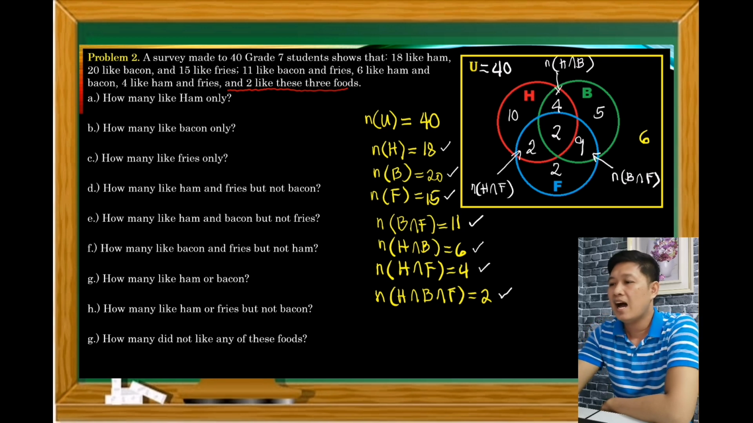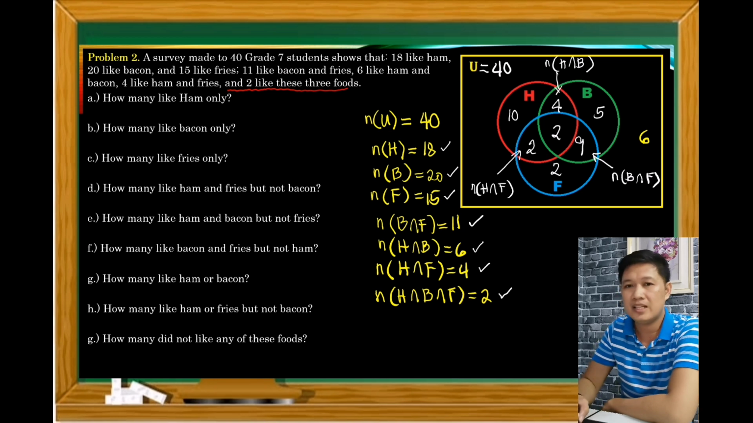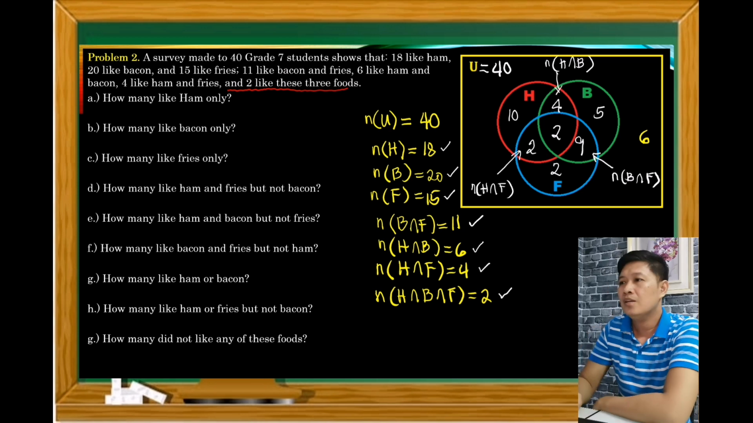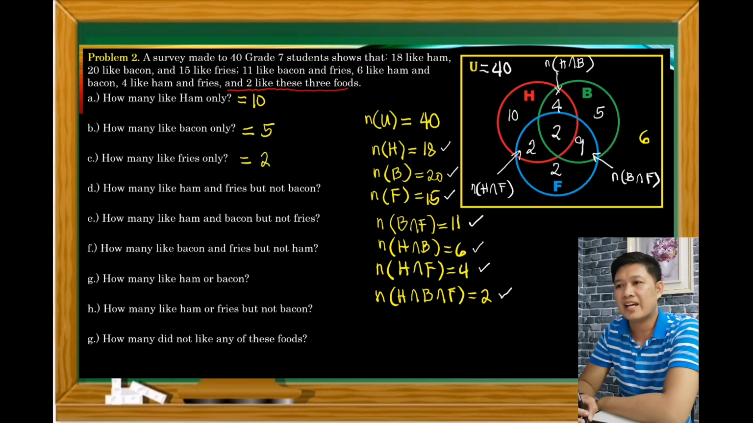Letter A. How many like ham only? Ilan daw ang may gusto ng ham lang? Ham lang talaga. So, ang problem na yan, ang tanong dyan, ay yung ham lang yung gusto. So, kung titignan natin, ham only, that is equal to 10. Next, letter B. How many like bacon only? Yung bacon lang. Okay, correct. So, we have 5. How about fries only? Very good. That's 2.